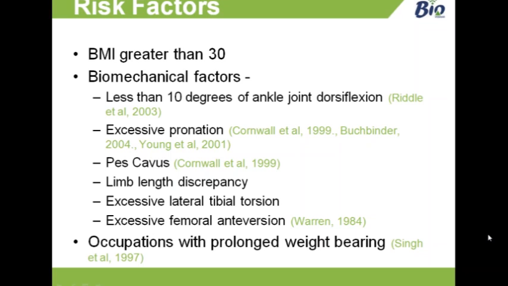Other anatomical risks which have been suggested in the research include limb length discrepancy, excessive lateral tibial torsion, excessive femoral anteversion, and then also people with occupations requiring prolonged weight-bearing activity have been considered at risk. And that's basically because of the repetitive tensile loads placed on the plantar fascia. You tend to find it as well in factory workers working on hard floors, policemen, firemen, those sort of professions, just because they're standing for long periods and they're just basically walking on concrete and there's no shock attenuation.